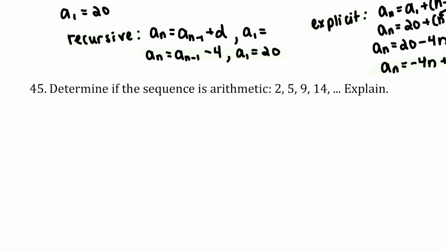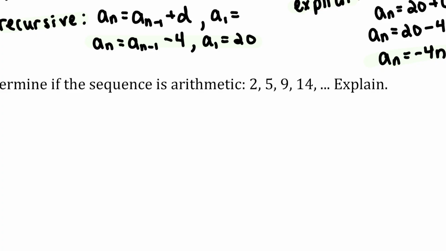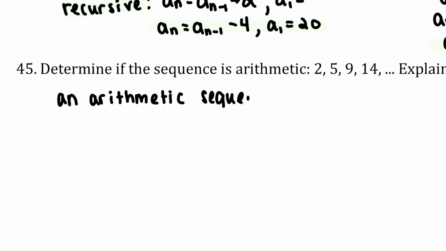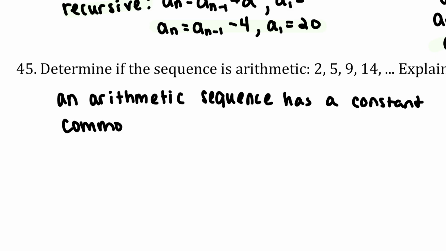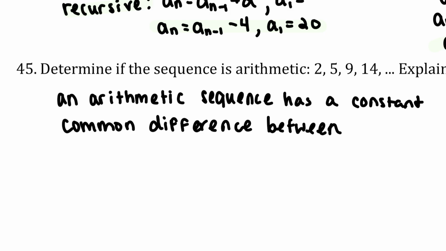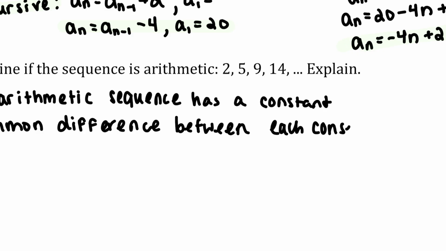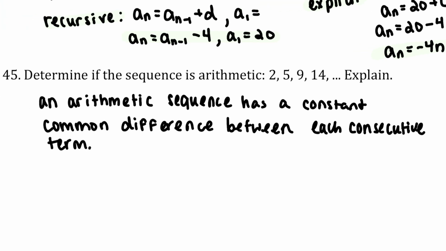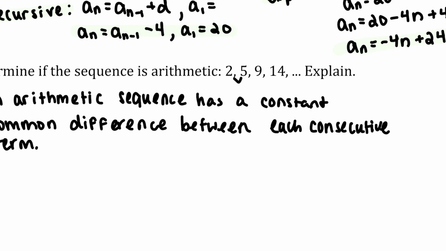All right. Our next problem is determine if the sequence is arithmetic. And it gives us a sequence, and we have to explain. So arithmetic has a constant common difference between each consecutive term. And constant, meaning that between 2 and 5, right, that's a 3.